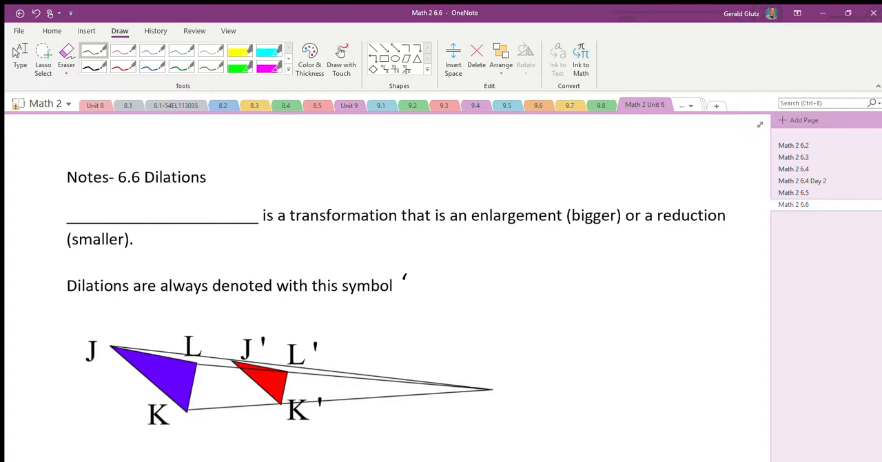So today we're talking about dilations and scale factors. I know this is something you've seen in the past. It might have been a while ago, so you might not remember how to do it, but I know it's something you've at least seen before. Whenever we have a transformation that makes something bigger, an enlargement, or makes something smaller, a reduction, it's called a dilation.